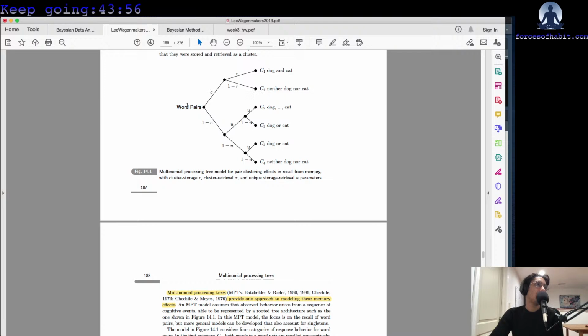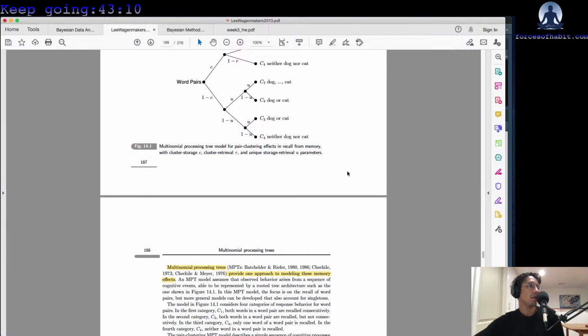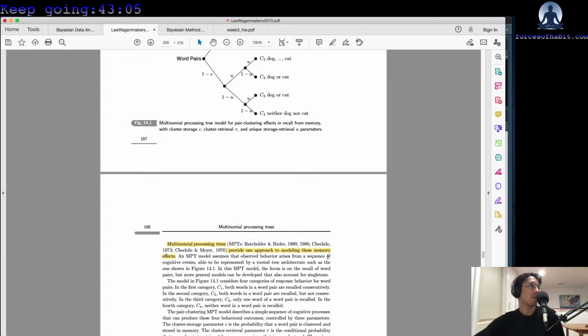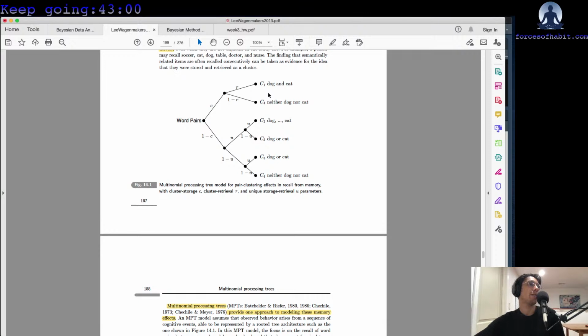So there's some probability. I think C is cluster storage, okay. And then the inverse of cluster storage, so 1 minus cluster storage. And then within that, so this just talks about recall of clustered pairs, but we can also incorporate information about singletons.